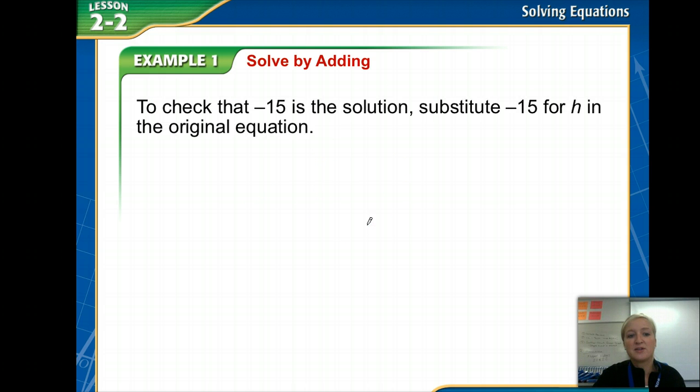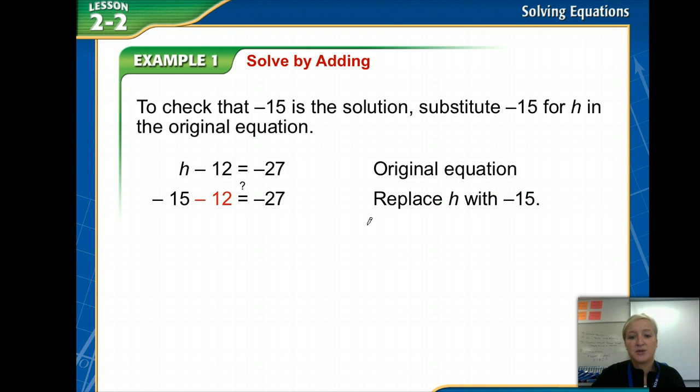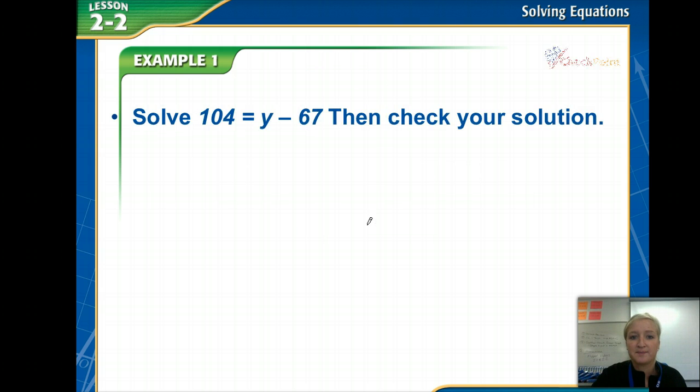Oops. Now it's always important that we check our answers. If you check your answers, there's no way or reason why you should get one wrong. So to check to see that negative 15 is the solution, we're always going to substitute that in for the variable and then see if the equation is true. So my original equation was h minus 12 equals negative 27. I substitute the negative 15 in for h, and notice that yes indeed, negative 27 on one side is the same as negative 27 on the next side.